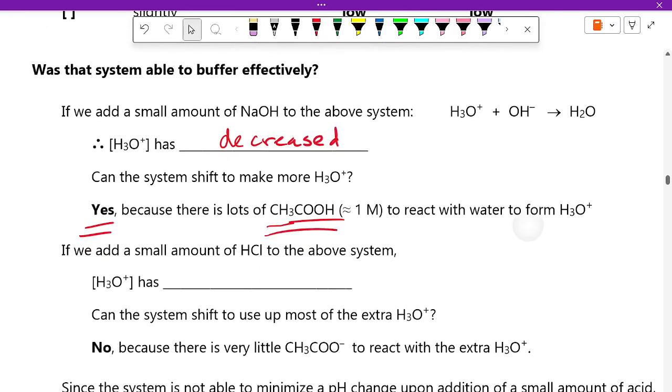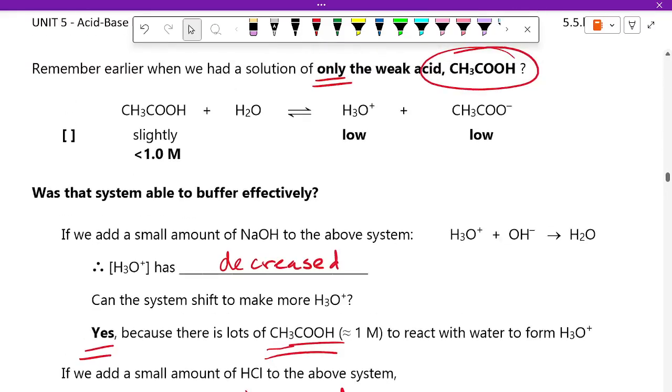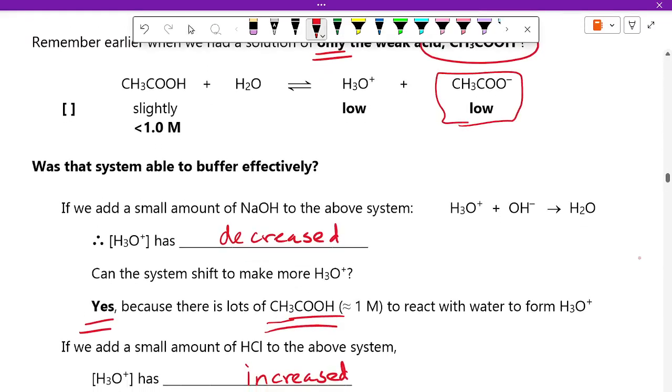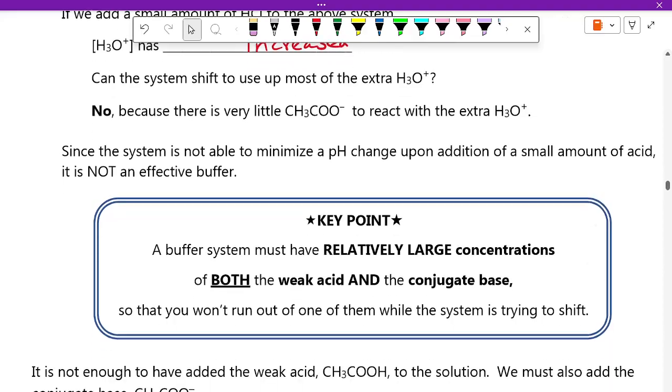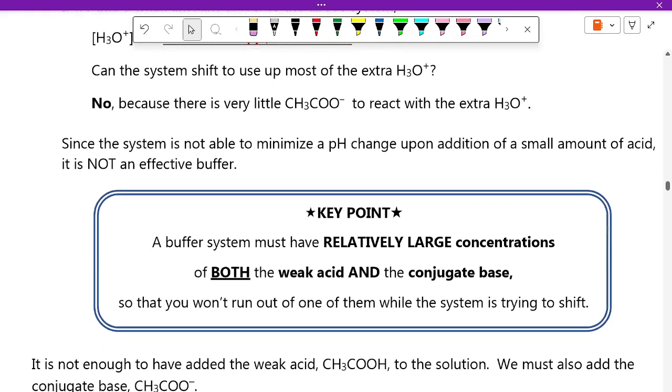If we add a small amount of HCl, H3O+ has increased. Can the system shift to use up that extra H3O+? No, because we are going to run out of our acetate ion. I don't know why I've said this like 3 times now, but it's okay. So the key point is that you need relatively large concentrations of both the weak acid and its conjugate base, so you won't run out of one or the other.